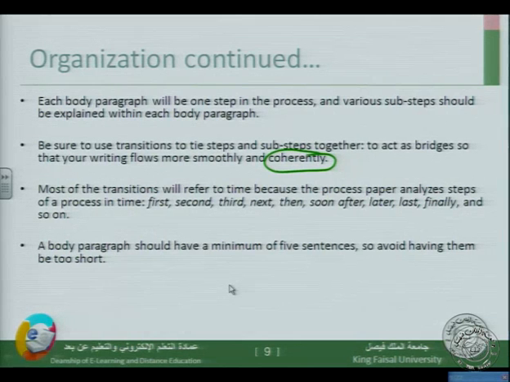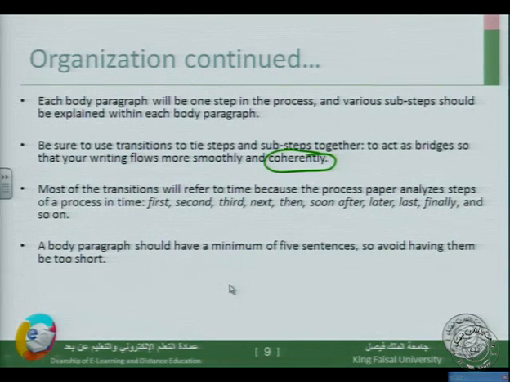First, second, third, next, then, soon after, later, last, finally, and so on. Most of these transitions refer to time. When you say first, it is the first time a point appears. When you say second, you should know that a first point has already appeared. When you write a third point, your reader will come to know that there was a second and a first before.